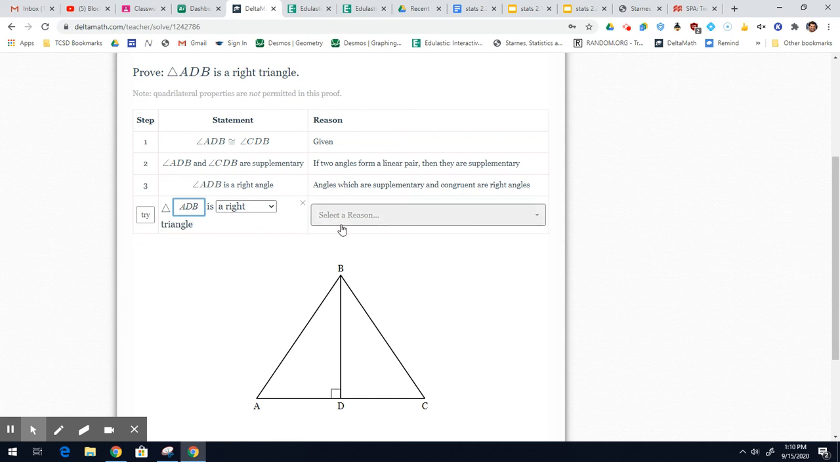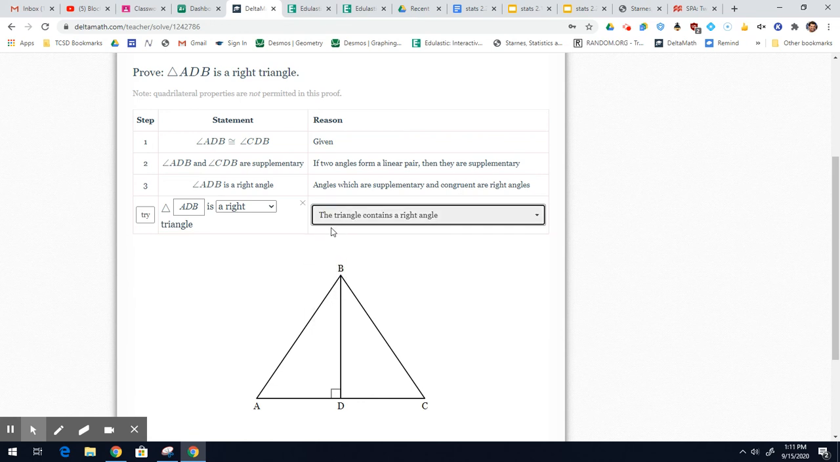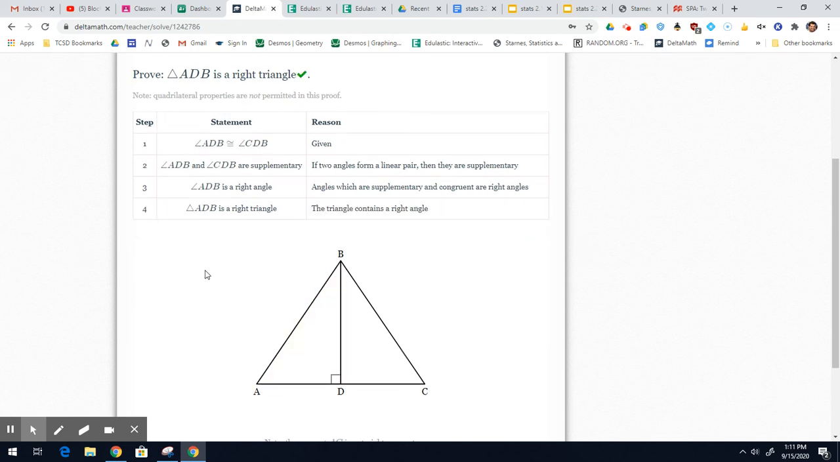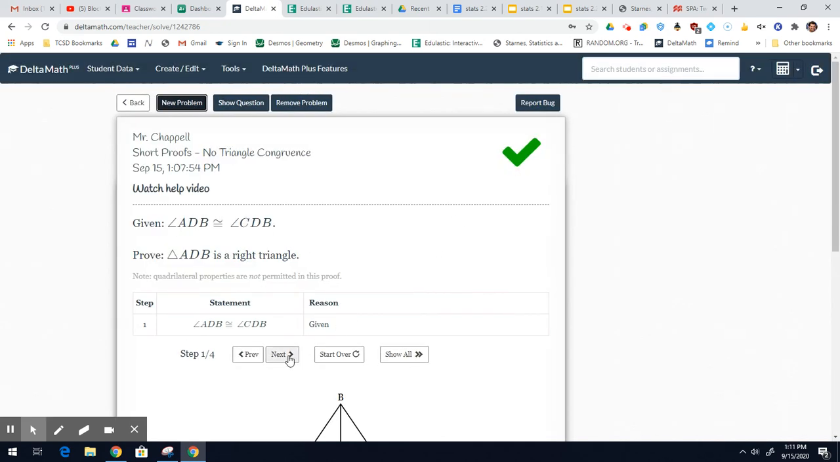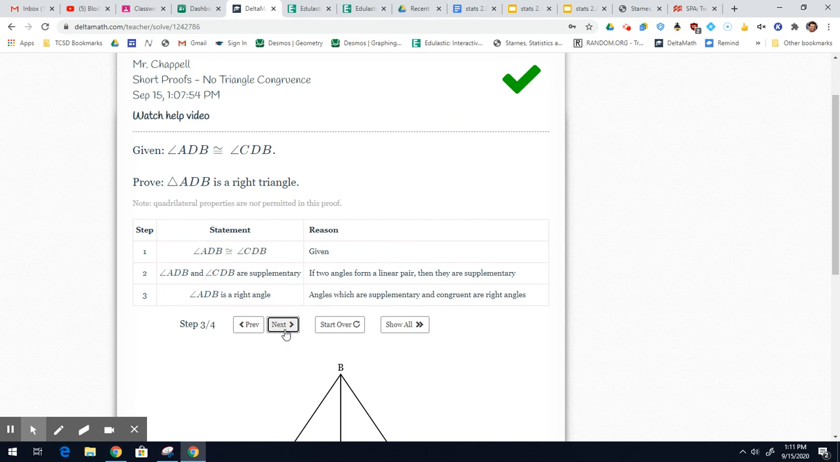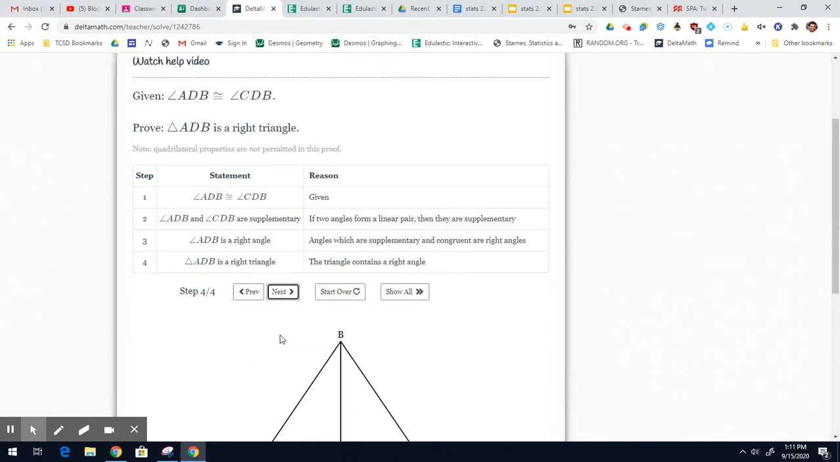And again, I haven't said this, but notice that the reason is not prove, the reason is why, right? And that is the triangle contains a right angle. So it's not the word prove like it is the word given up here. It's some sort of a reason. We try that. Boom, green check mark. I can submit. Yes, green check mark. And again, if you look at their steps, same exact steps as ours. Great. Okay, 2 down. I got 2 more to go.